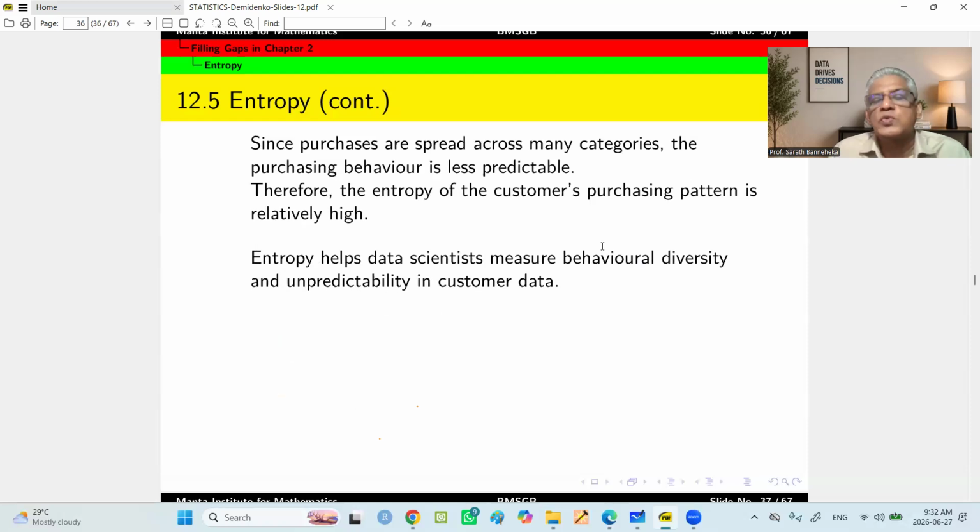Since purchases are spread across many categories, the purchasing behavior is less predictable. Therefore, the entropy of the customer's purchasing pattern is relatively higher than that of customer A. So entropy helps data scientists measure behavioral diversity and unpredictability of customer data, right? Usually, based on these things, data scientists can do a lot of things. So this entropy is a helpful measure as they are predictable.